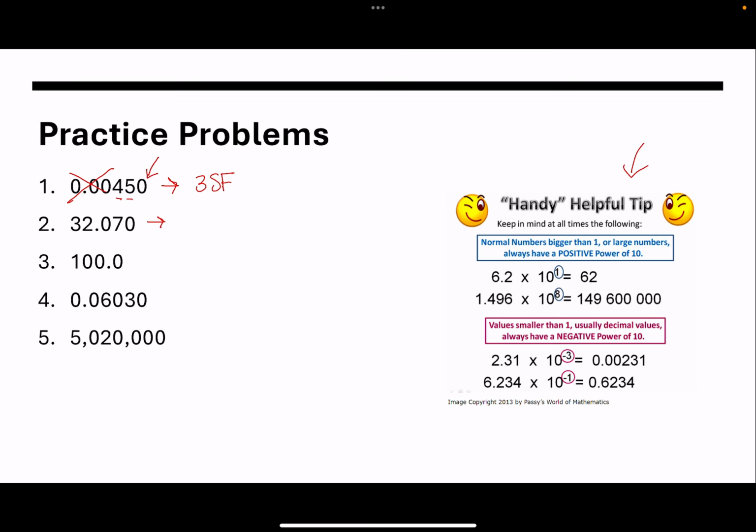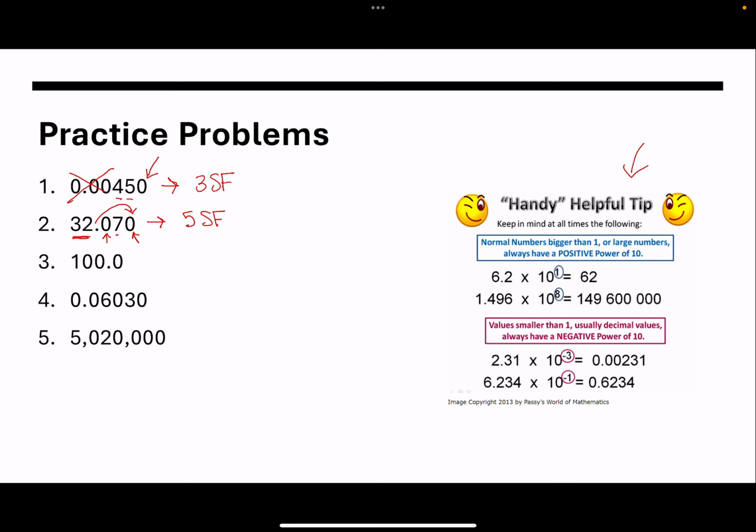For number 2, we have 5 significant figures, and that is because we have 2 non-zeros. We have a 0 sandwich, which is to the right of the decimal. And then we have this one, which is probably the most tricky for people. But because this is to the right of a decimal place and behind a non-zero digit, it is also significant.